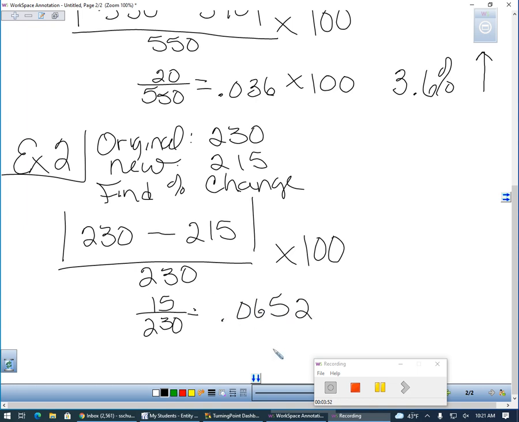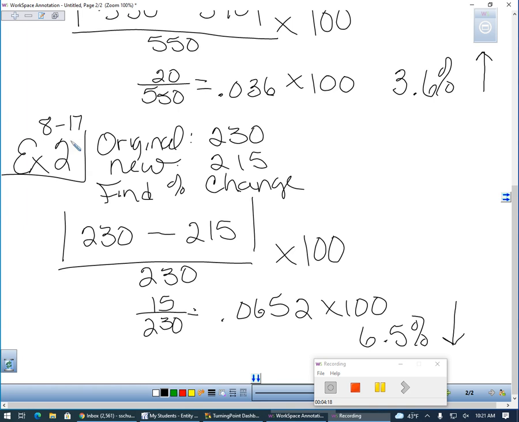0.0652 times by 100. We get 6.5%. Is this an increase or a decrease? Decrease. I'm going to do the arrow pointing down. Right, when you're looking at the original. Yeah, exactly. Okay, so what we are doing right here is what you are doing for problems 8 through 17.